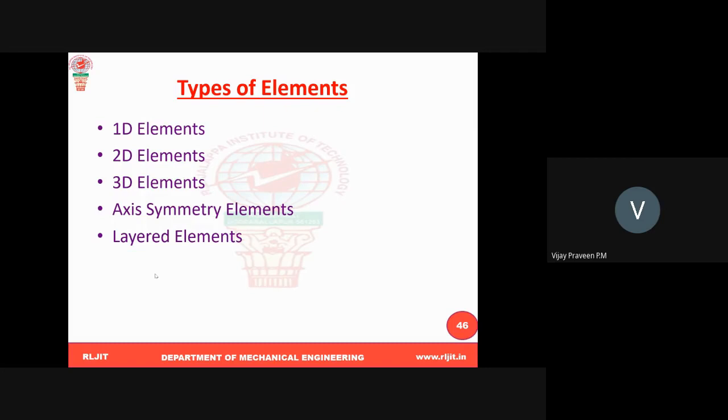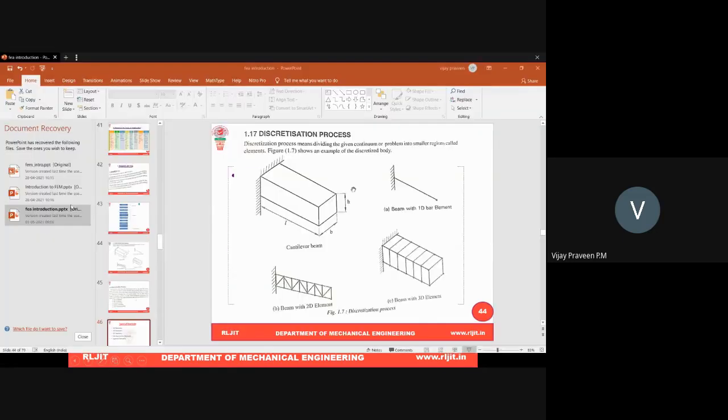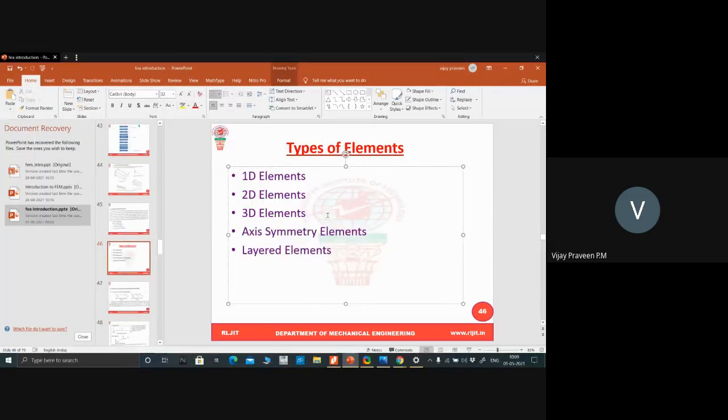And one more thing I forgot to mention here, one minute. And here one more is bar. Yeah, it comes under this one only. Okay.